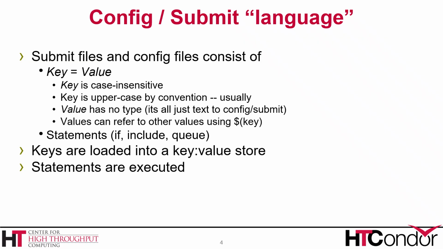Now, an important thing about the value is that, at least to the configuration system, the value is not typed. It's just a string of bytes. Whatever may use this value may assign or require a certain type or a certain format to it, but the config system itself does not know that. It just sees it as a sequence of bytes. And of course, values can be expanded and refer to other keys with the $( open paren syntax, which we'll go into a bit more later.